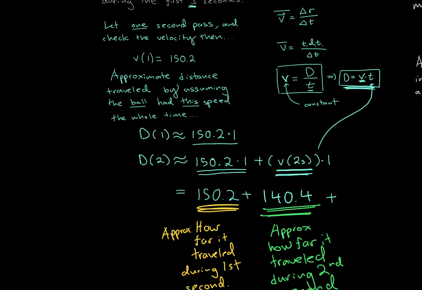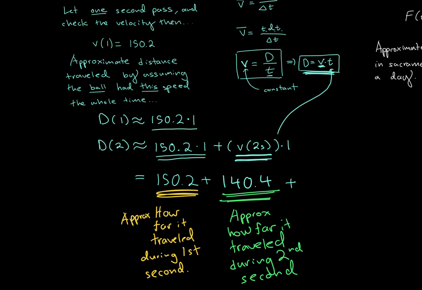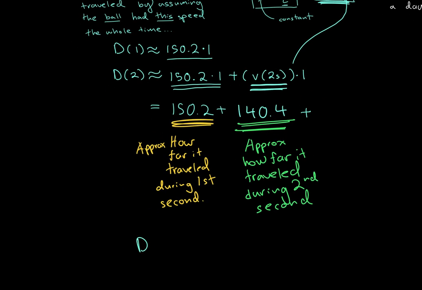Let's approximate how far this ball traveled. Oh, let's add it again. So d of 3 would approximately equal, so let's add these two. That should be easy for me. 290.6.